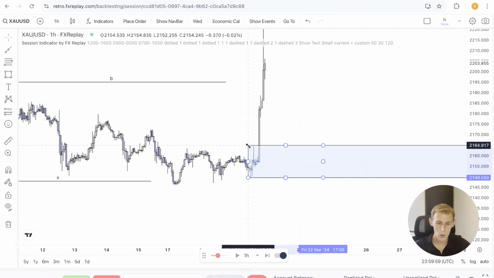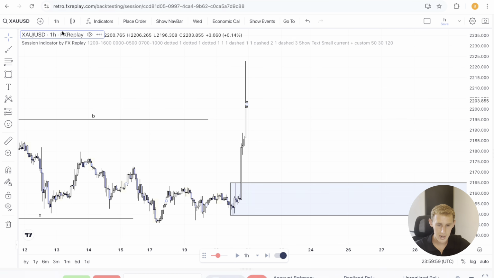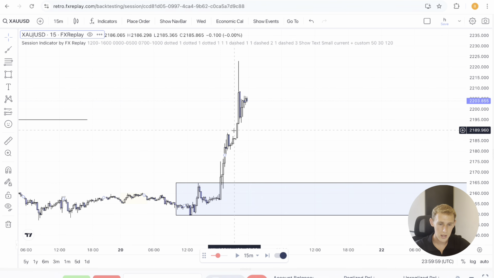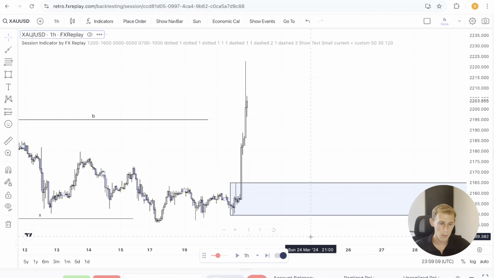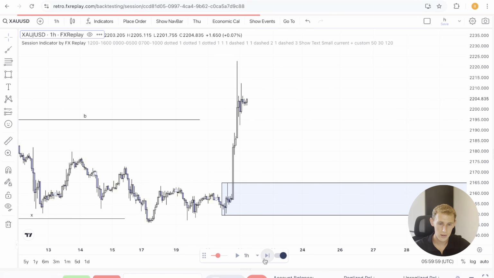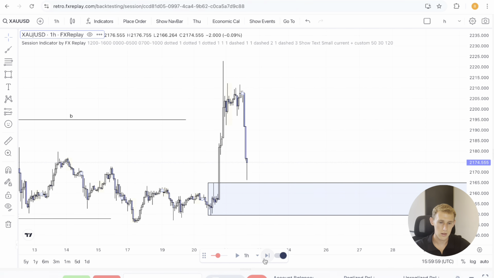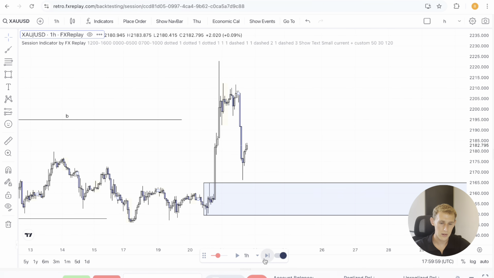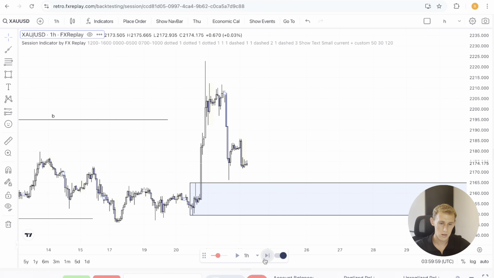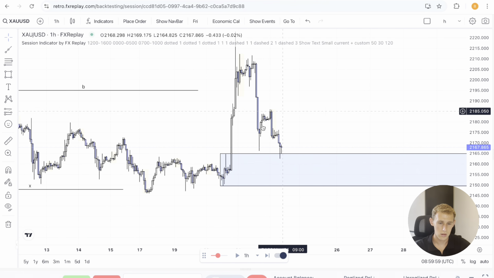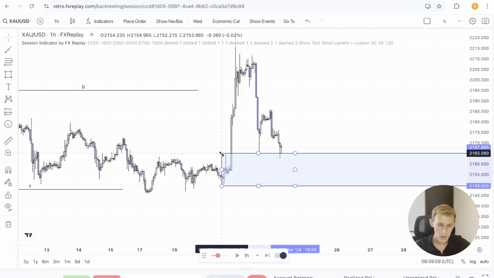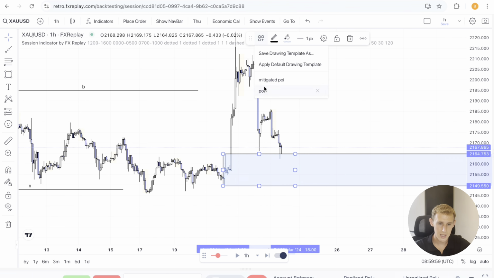Again, dropping over to the 1 hour, you can see there's not really any valid points of interest here for me, apart from if price can pull back into this one down here. Okay, it looks like it might. Right, there we go. So price has now pushed down and mitigated into this area of demand.